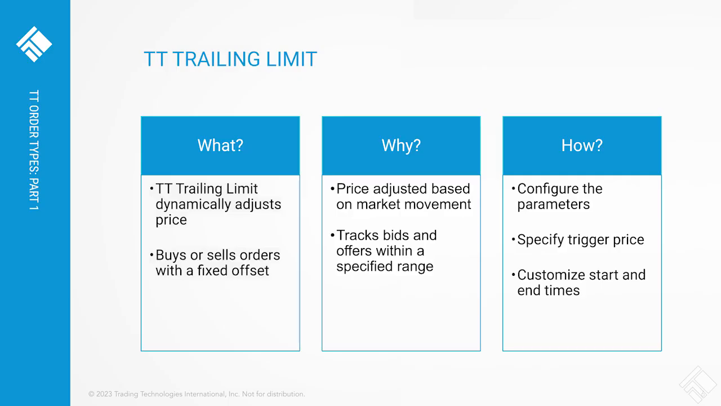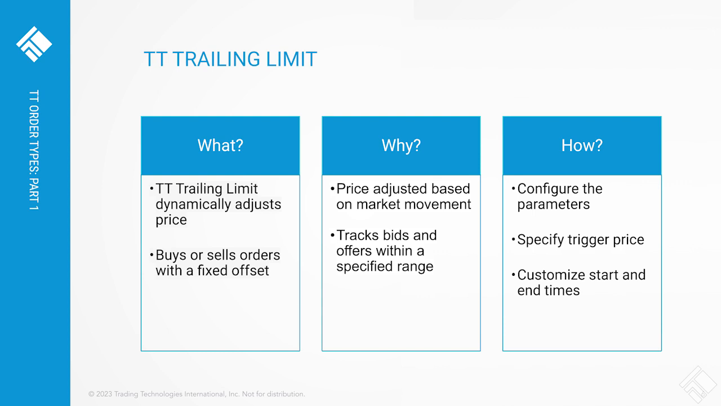A TT trailing limit order submits a native limit exchange order into the market, then dynamically adjusts the price to stay within a specified distance of the market if it moves away. This means a buy trailing limit sets the price a fixed amount below the market price. The order moves higher if the market moves above the highest recent price. The order will not adjust if the market moves lower. A sell trailing limit sets the price a fixed amount above the market price. The order moves lower if the market moves below the lowest recent price. The order does not adjust if the market moves up.